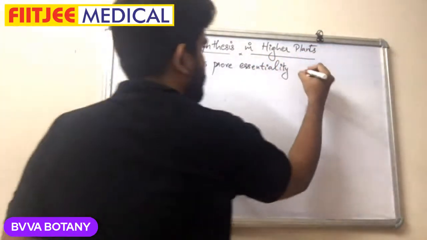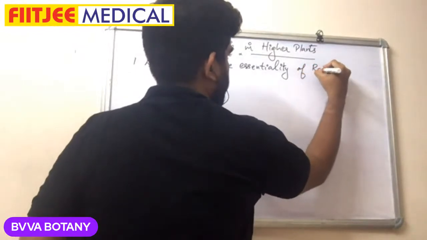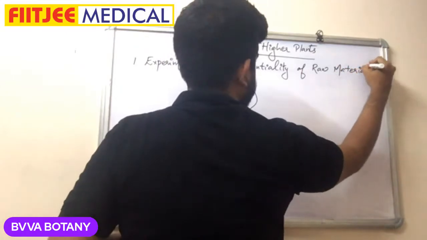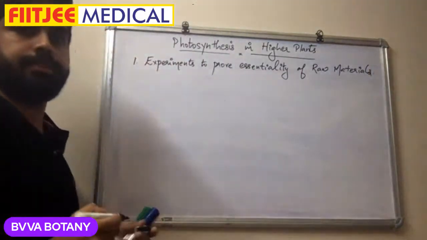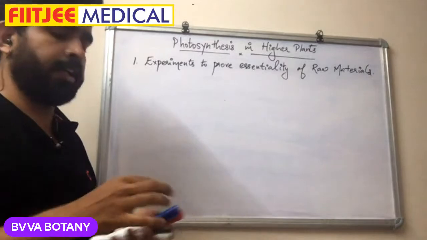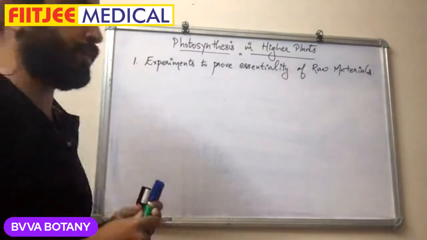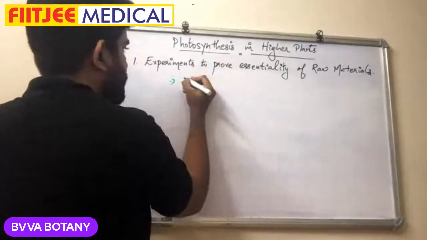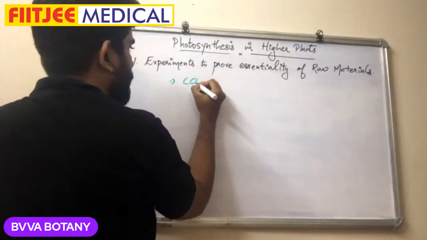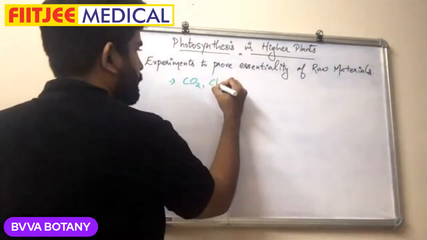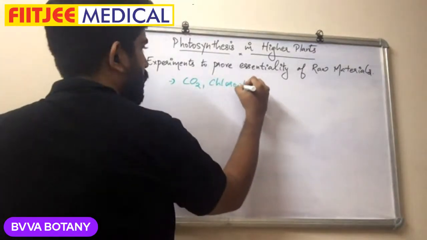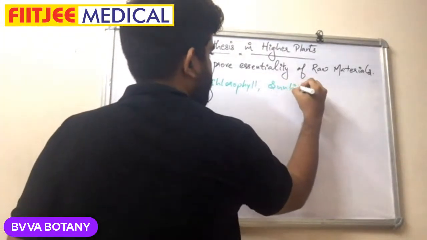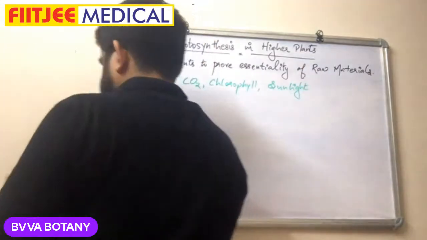The essentiality of raw materials. We already know what the raw materials required for the process of photosynthesis are. So here we will take up the essentiality of carbon dioxide, the essentiality of chlorophyll, and also the essentiality of sunlight.